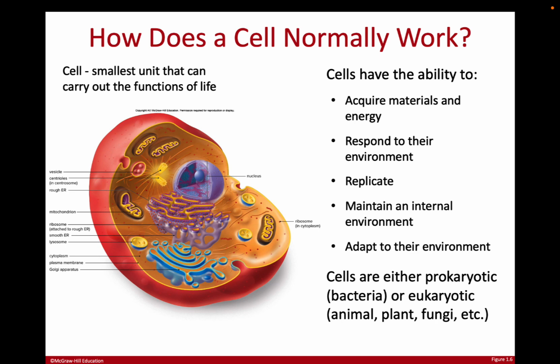And they adapt to their environment. In this case, that means the cells are behaving differently depending on what's going on around them. This is different than evolutionary adaptation. These are cellular behavioral adaptations. There are two main categories of cells. We have prokaryotic, bacteria have prokaryotic cells, and eukaryotic. Animals, plants, fungi, and other organisms have eukaryotic cells.